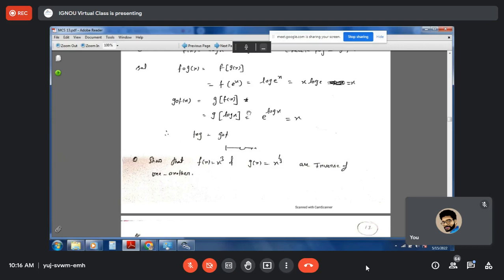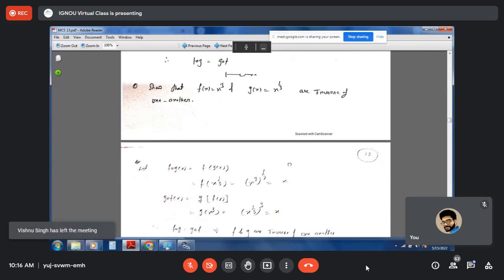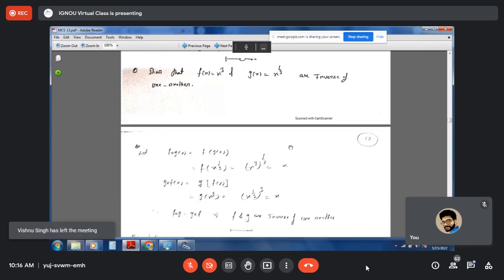It means what we found here, fog and gof. If this is the formation of the numerical, again what do we find? First of all, find fog, then gof. If both are equal, then we can say they are inverse of each other. That is it. The concept is same, only the definition is changed.